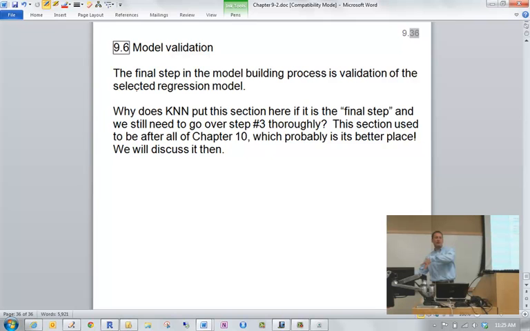So why don't you just do Section 9.6 after you do Chapter 10, which is Step 3? That's what we're going to do. Section 9.6 is not on your exam, obviously. Otherwise, it's all the rest of the material from Chapter 9. And this concludes the material for test number 2.